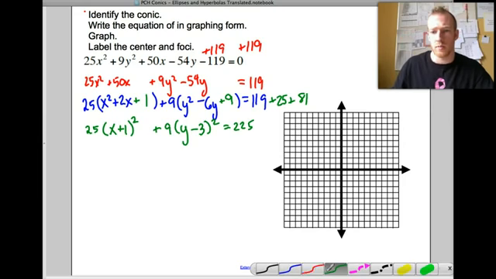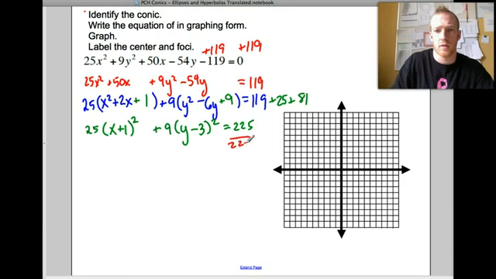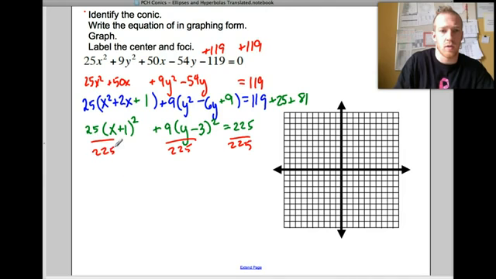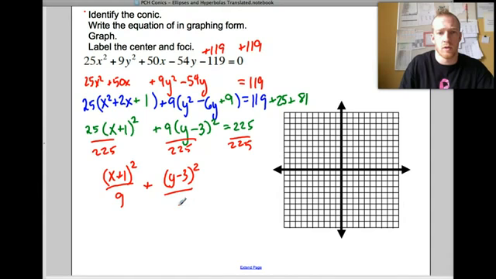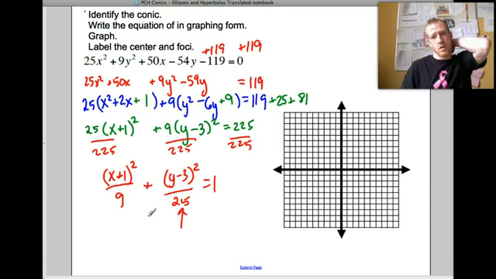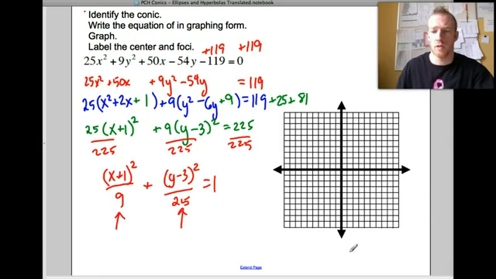So now to get myself in my final form here, divide everything by 225, and we're going to end up with 25 goes into 225 9 times. So that's going to be x plus 1 squared over 9. 9 goes into this 25 times, so we get y minus 3 squared over 25. That's what this reduces to, equals 1. Now these don't have to be whole numbers all the time, but it's just easier for us to design problems to teach you where I can crunch the numbers in my head.